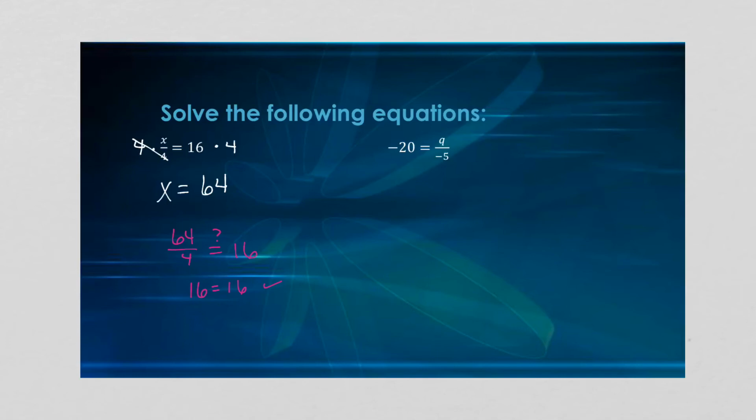Alright, the problem on the right. Again, our variable is being divided by -5, and you undo division with multiplication. So I'm going to multiply both sides by -5. -5 times -20 is positive 100. These guys canceled each other out, so I'm left with just plain old Q. So Q is equal to 100. Again, you can check that out. Try it out. Make sure that it works.